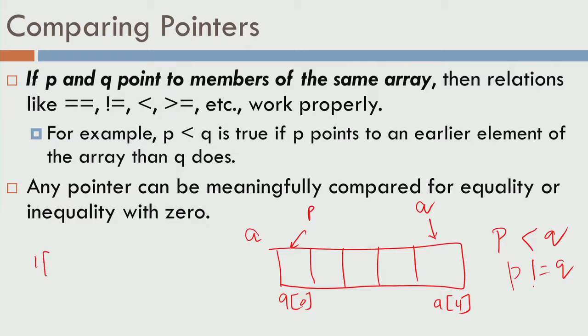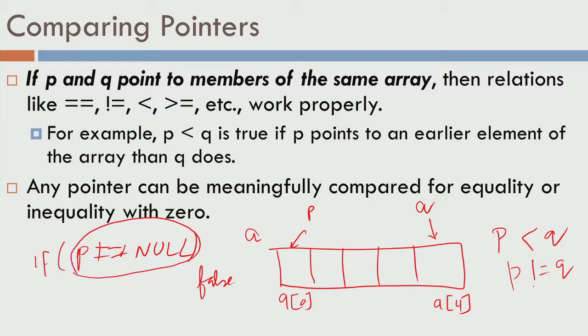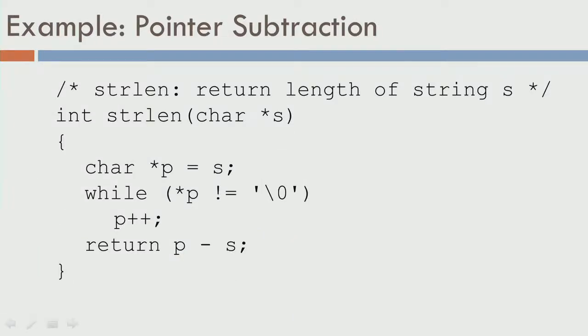And you can also compare for inequality with 0. You can ask a question, is p equal to null. Let us say p is pointing to A of 0 and I ask, if p equal to null. This will evaluate to false, because p is actually pointing to A of 0. So, you can do comparisons of this kind. We looked at increment, decrement and adding or subtracting an integer from a pointer.